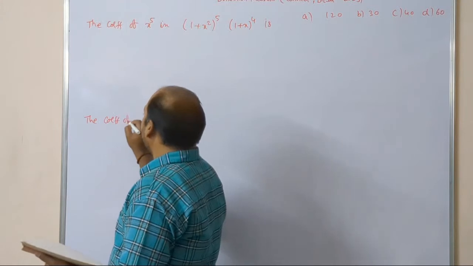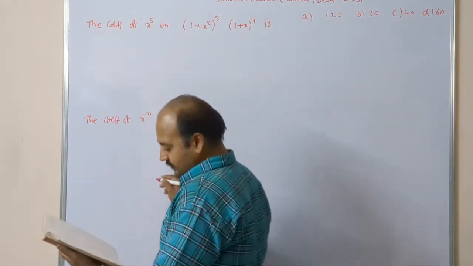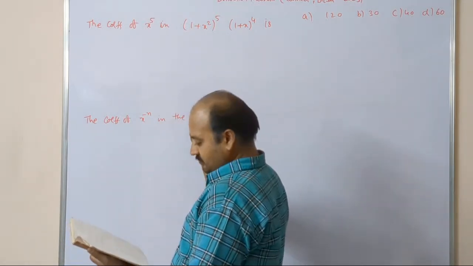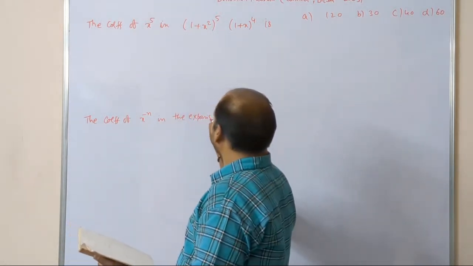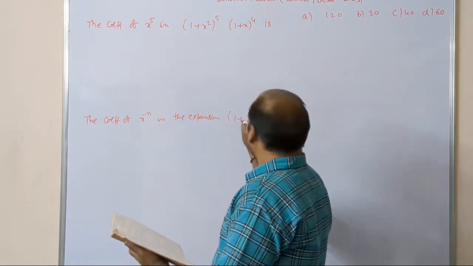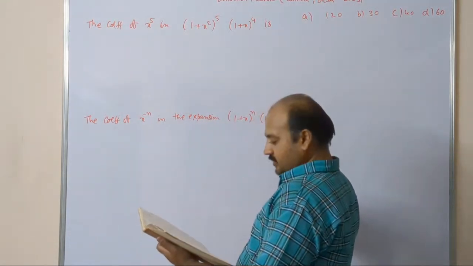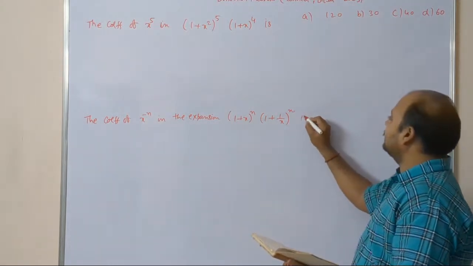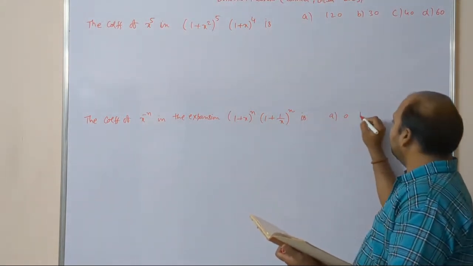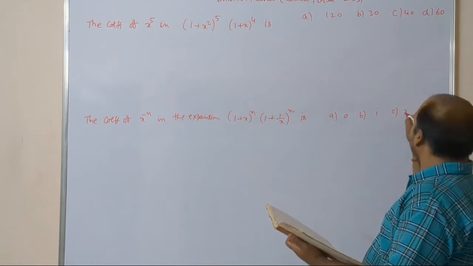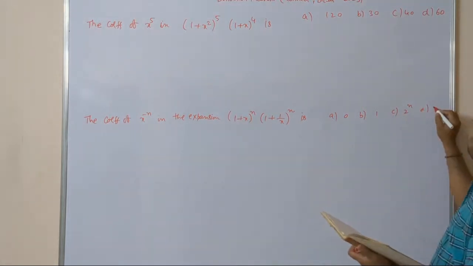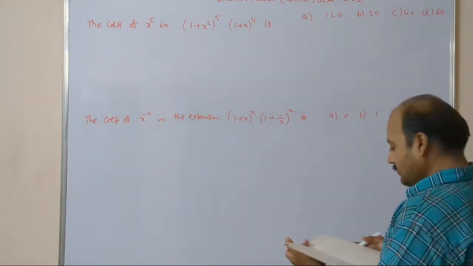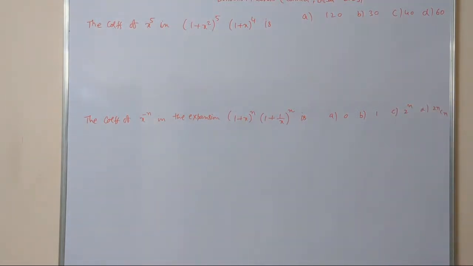The coefficient of x power minus n in the expansion of (1 plus x) whole power n times (1 plus 1 by x) whole power n. The options are 0, 1, 2 power n, and 2nCn. So first we will solve these questions, dear students.